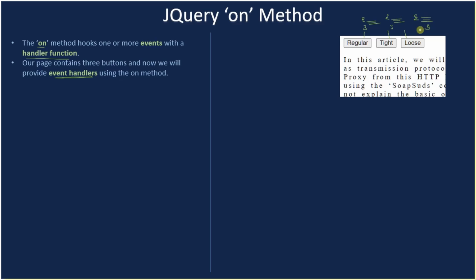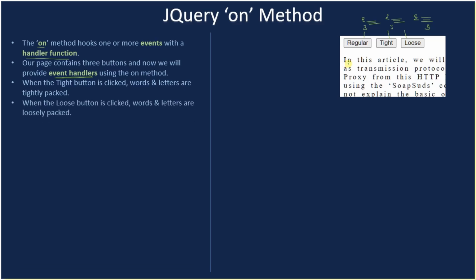And this code will do the text tracking. It will pack the text tightly or loosely based on what the user clicks. When the tight button is clicked, words and letters are tightly packed. Tightly means there will be less gap between the words as well as letters. When the loose button is clicked, words and letters are loosely packed. So by clicking these buttons, you will come to know.